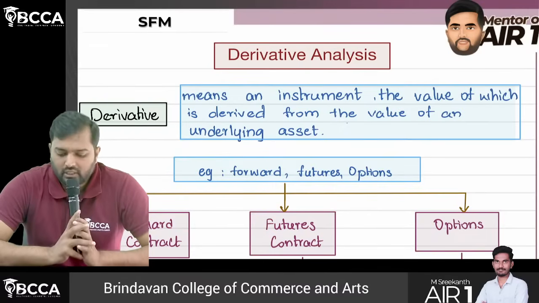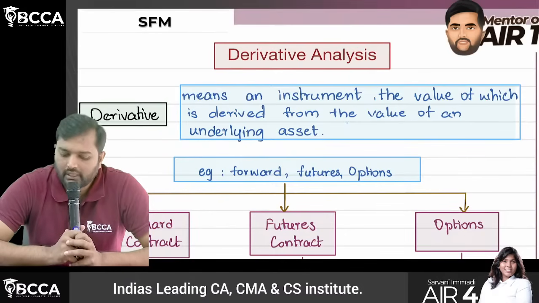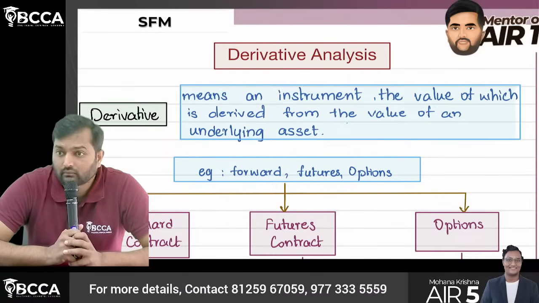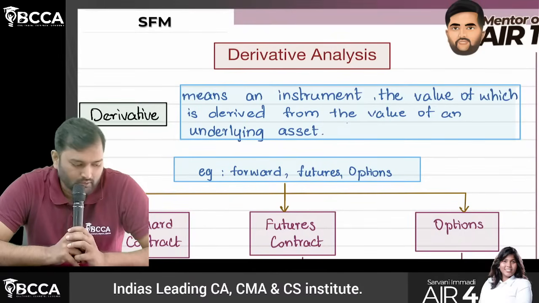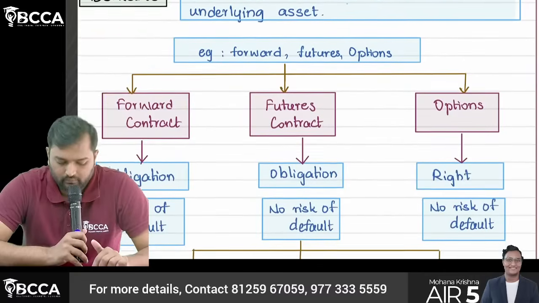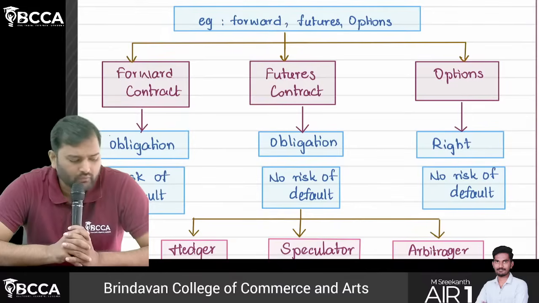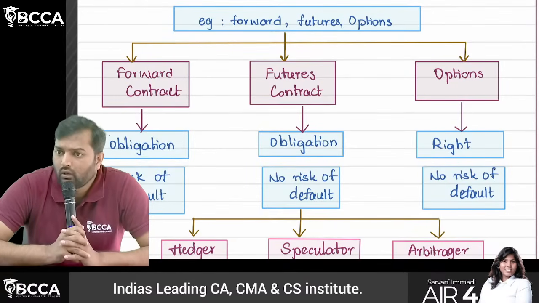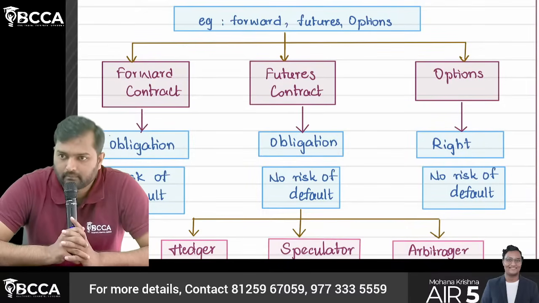So derivative means an instrument, the value of which is derived from the value of an underlying asset. The underlying asset can be a share, commodity, interest rates, or a currency. Derivative examples: forwards, futures, and options. For example, a call option. Call option means the right to buy a share, commodity or a currency.